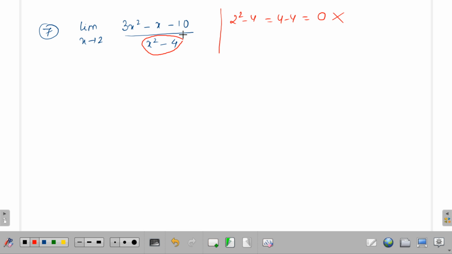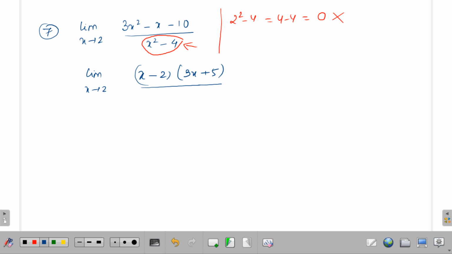Forget about the numerator, but our main objective is to solve the denominator in such a manner that the answer wouldn't be 0. So how to do that? It's a very simple thing. You have to solve the numerator by splitting the middle term. So it will be limit of x tends to 2, and if I split the middle term, I'll get x minus 2 times 3x plus 5.